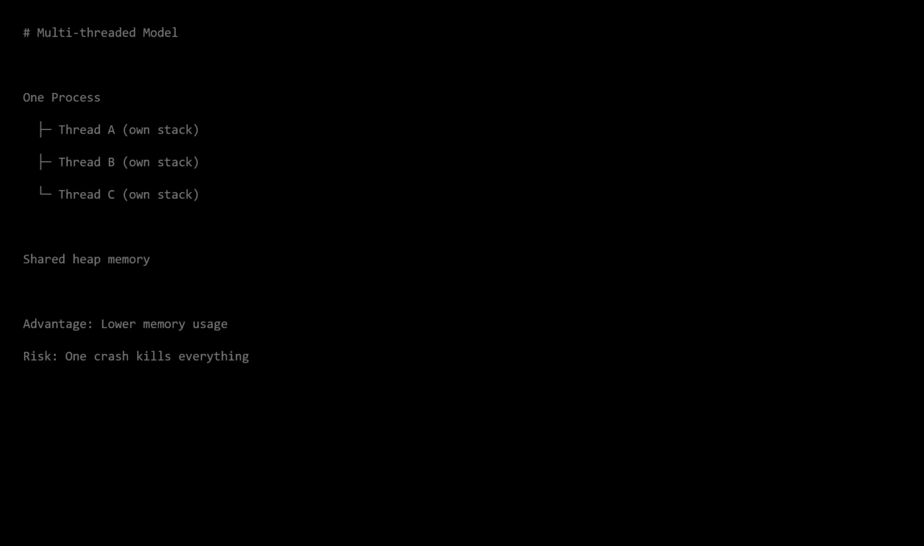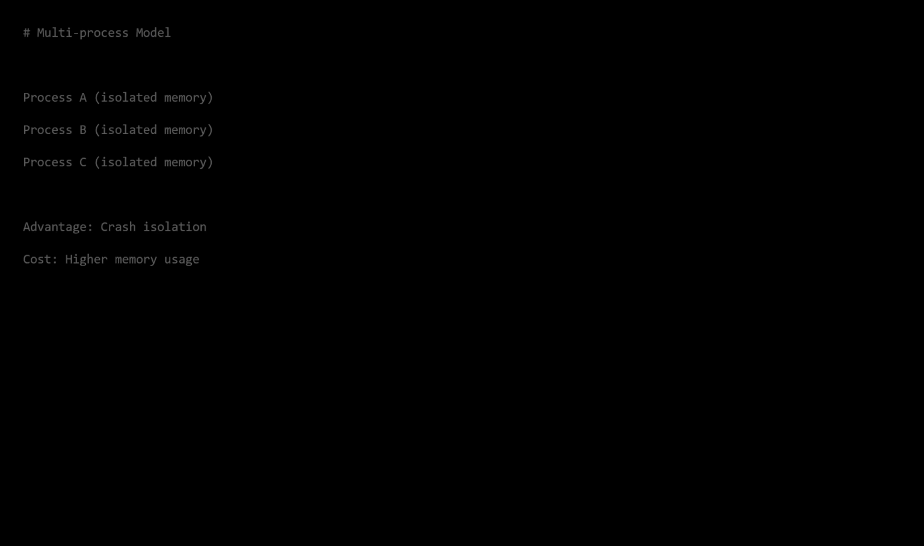Why does PostgreSQL use multiple processes instead of multiple threads? With threads, you have one process with multiple threads sharing a heap. Memory efficient, but one thread crash kills the entire process. With multiple processes, each has isolated memory. If one crashes, others continue running. This costs more memory but provides fault isolation.